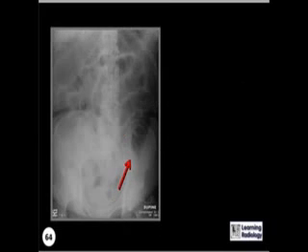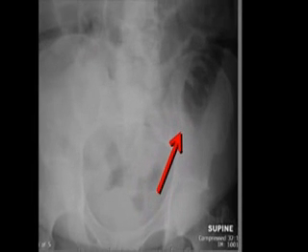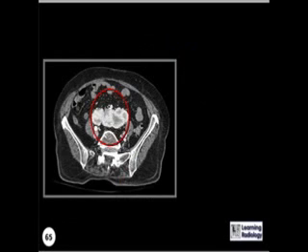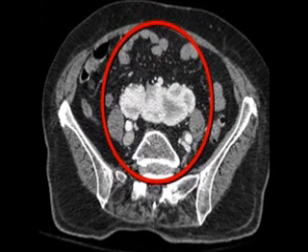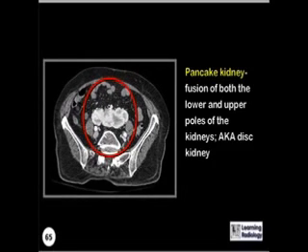What sign is being pointed to here? This is a pad sign, which is an impression on a loop of bowel, usually by an extrinsic mass or organ. In this case, it was a diverticular abscess. What appearance is being shown here? This is a pancake kidney, which involves fusion of both the lower and upper poles of the kidneys. It's also known as a disc kidney.